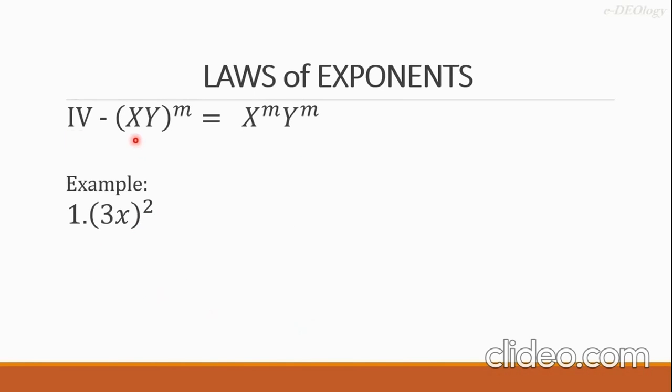The fourth law is the power of a product. So there is a product inside, there is an exponent outside. So this is equal to the exponent outside distributed to each of the terms inside, each of the variables. So this is x raised to m times y raised to m. So we have an example here. The 3x is raised to 2. So the power 2 is distributed to the 3 and also to the x, as we see here. 3 square times x square.